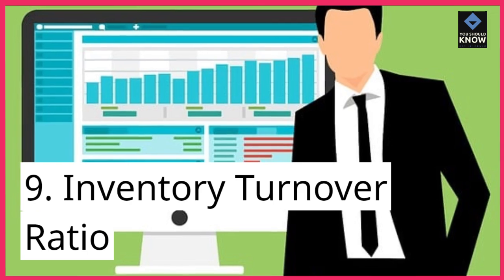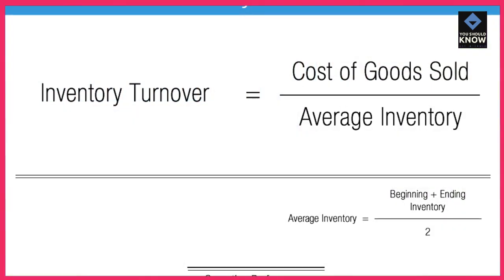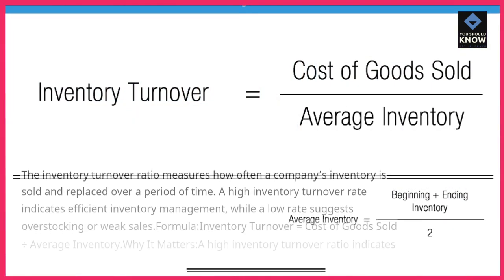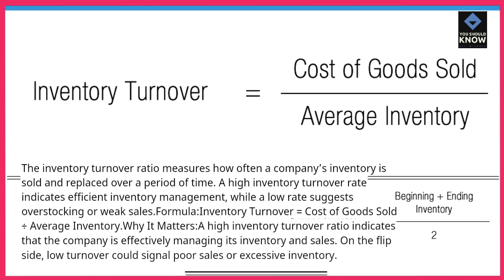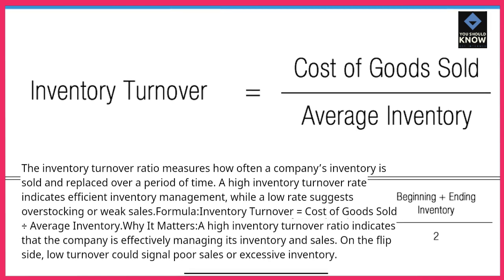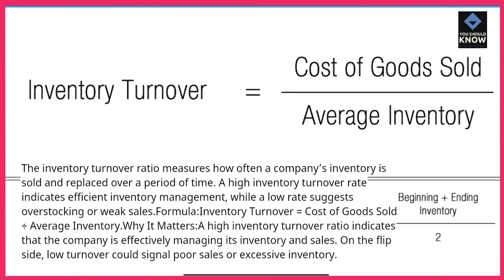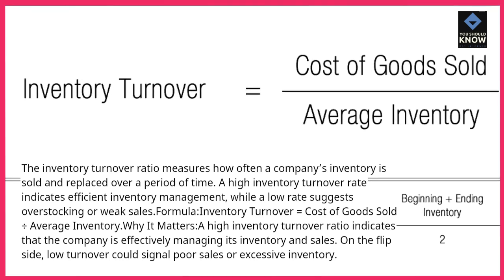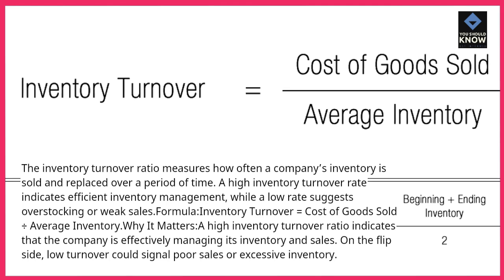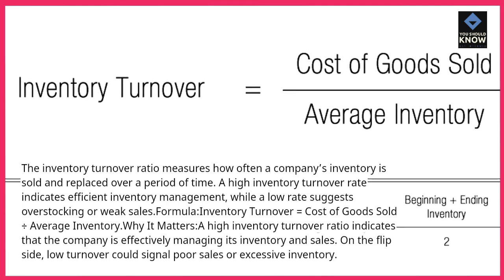9. Inventory turnover ratio. The inventory turnover ratio measures how often a company's inventory is sold and replaced over a period of time. A high inventory turnover rate indicates efficient inventory management, while a low rate suggests overstocking or weak sales. Formula: inventory turnover equals cost of goods sold divided by average inventory.